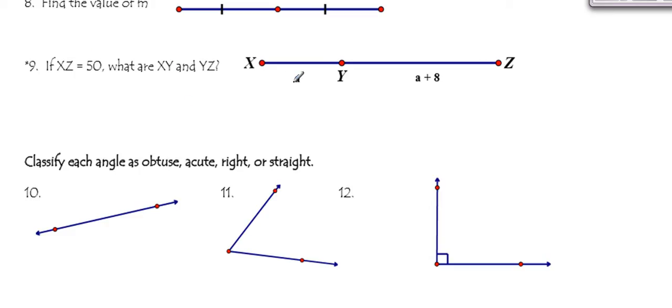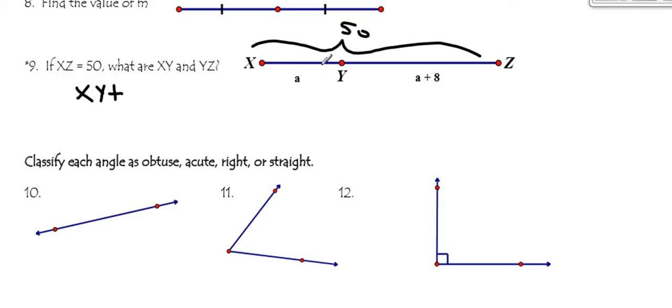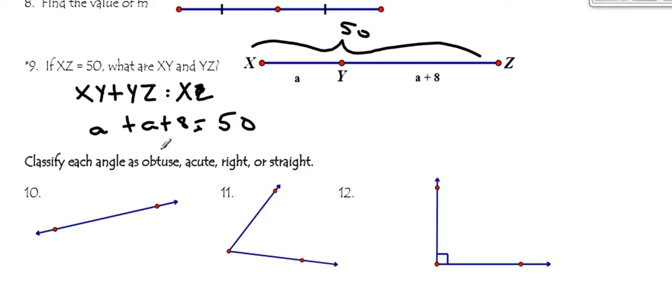Number 9, if XZ, so the entire length of this segment is 50, what are XY and YZ? So first we have to solve for A in order to figure out what the lengths of XY and YZ are. Every time you have a segment, remember the segment addition postulate: XY plus YZ equals the whole thing, XZ. That is always true. And now we fill in what we have. XY is A plus YZ, which is A plus 8, equals XZ, which is 50.